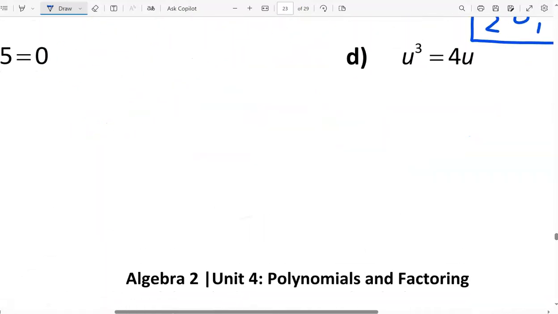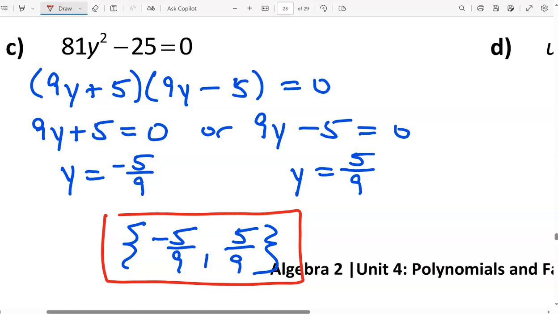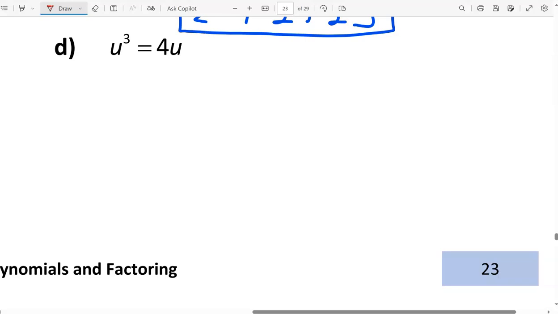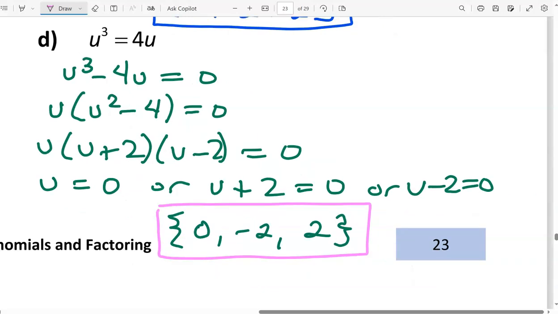Let's pause the video while you try C on your own. Here is the solution to C. Our solution set contains both positive and negative 5/9. Now let's pause the video while you try D. Remember to avoid the temptation to divide by a variable. This was a third degree equation, and so, as expected, we got three solutions: 0, -2, and +2. And that's it for this lesson.